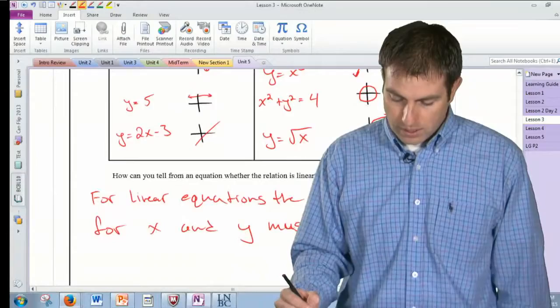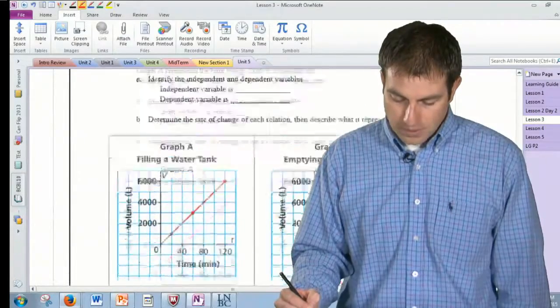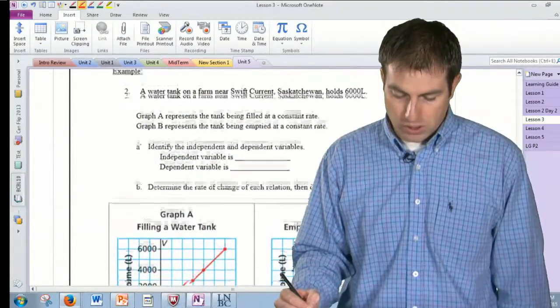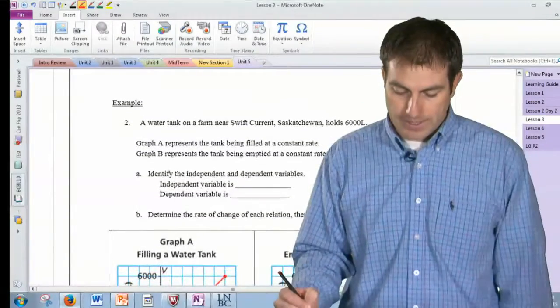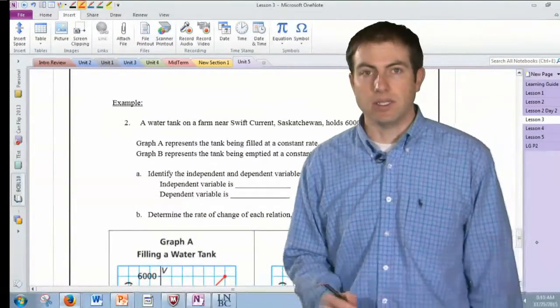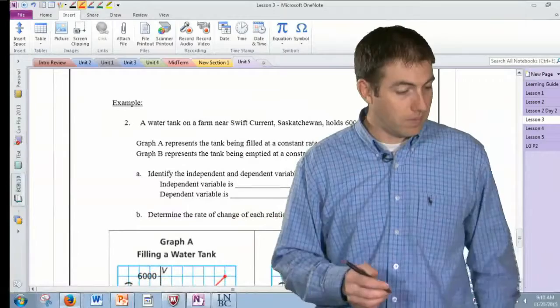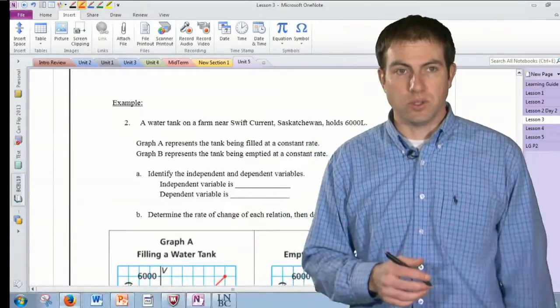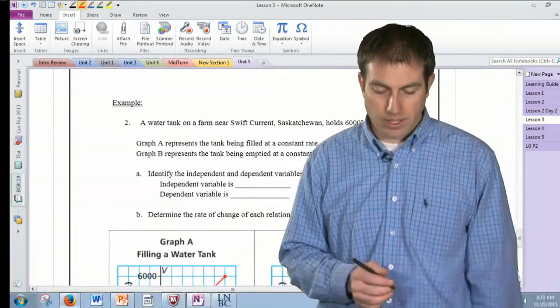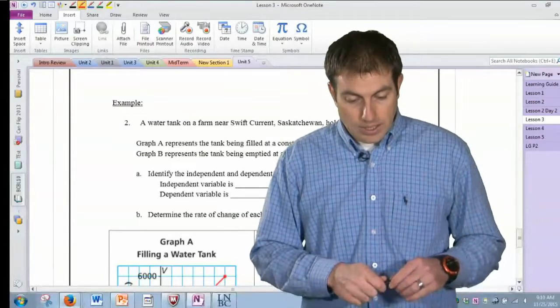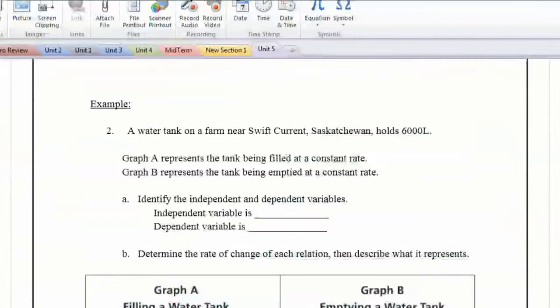Kind of left at the end of the class, there was this one water tank question. I can go through it real quick just because I didn't and it's there, so we might as well. It leads really nicely into what we're going to do today. A water tank on a farm near Swift Current holds 6,000 liters of water. Graph A represents the tank being filled. Graph B represents the tank being emptied. Identify the dependent and independent variables.